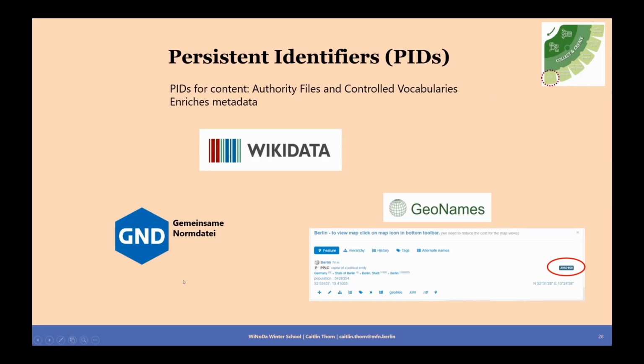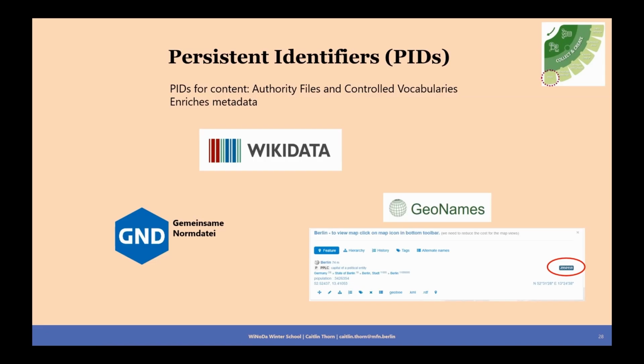There's Wikidata and some norm data, that's a German one, I guess, and then GeoNames. What that looks like in GeoNames, in this example, I've pulled up Berlin. And then on the right, there's this identifier 2950159. And that is pointing us directly to the city of Berlin.